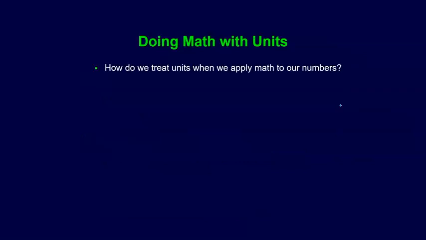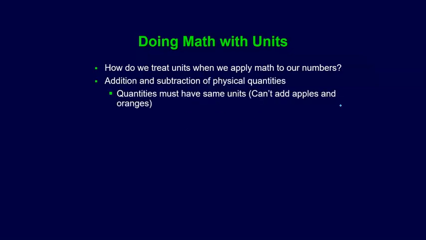So doing math for units, how do we treat units when we apply math to our numbers? For addition and subtraction, you have to have the same unit. So if I'm adding a speed, 4 meters per second plus 5 meters per second, to get 9 meters per second, they need to have the same units. It doesn't make any sense to add a speed to a kilogram.